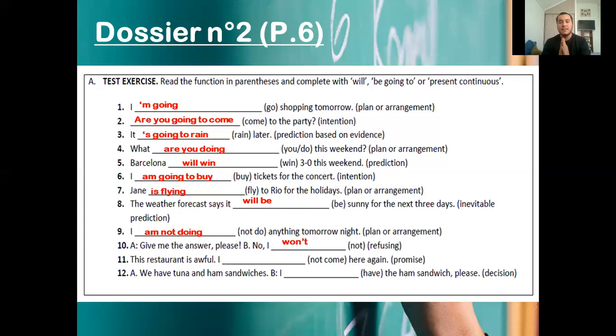11, it is a promise. This restaurant is awful, okay? I won't come here again. That is his or her promise in that particular case. And to finish, number 12 says, we have tuna and ham sandwiches. And the other person says, I will have the ham sandwich, please. Remember that you use decisions with will.